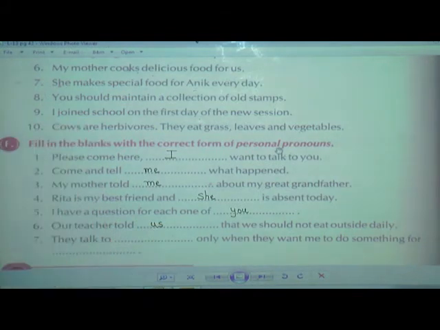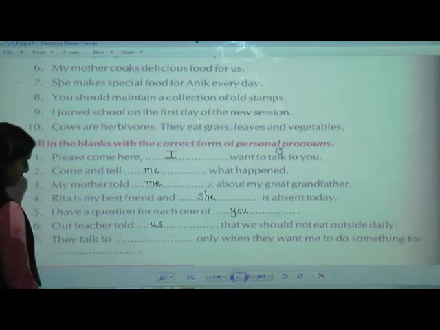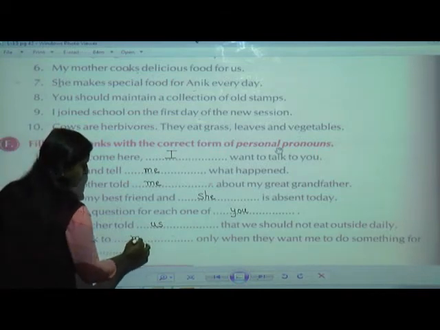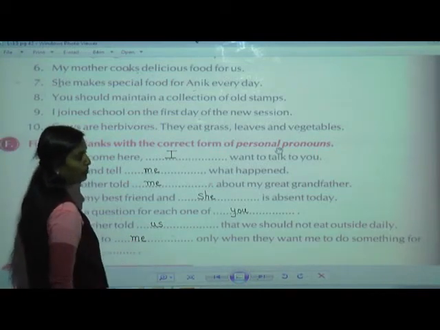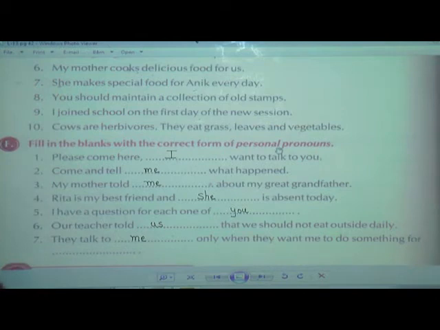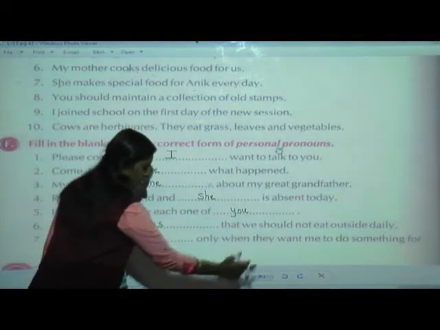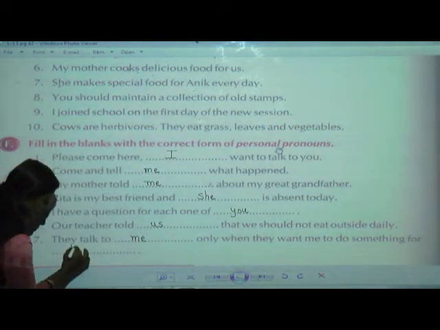The third person. They talk to dash only when they want me to do something for dash. Now they talk to whom? Me. Only when they want me to do something for whom? Already it is "they", it will turn into "them".